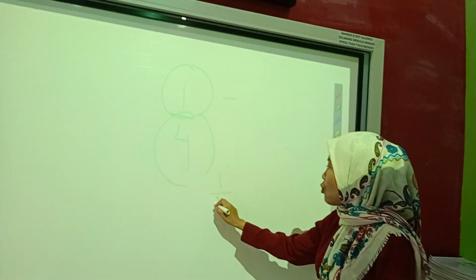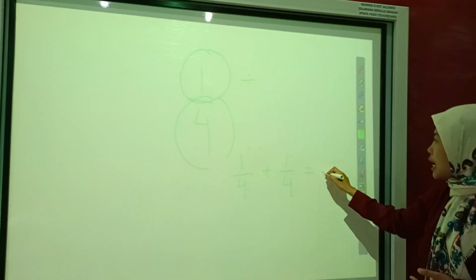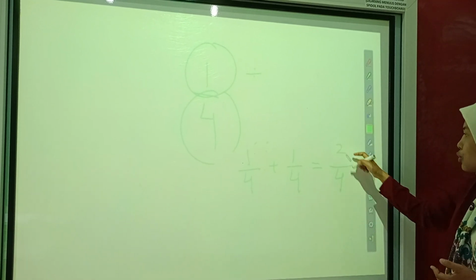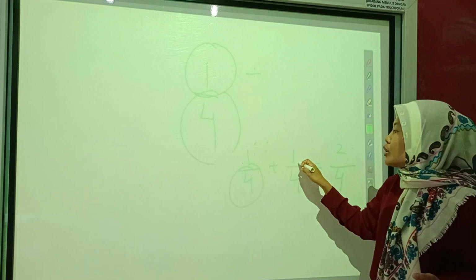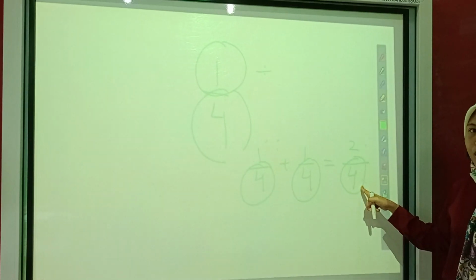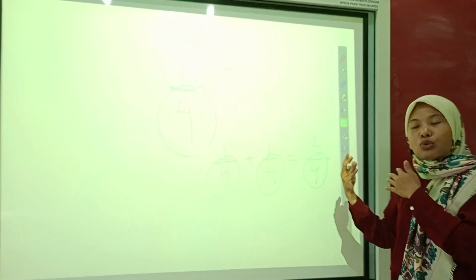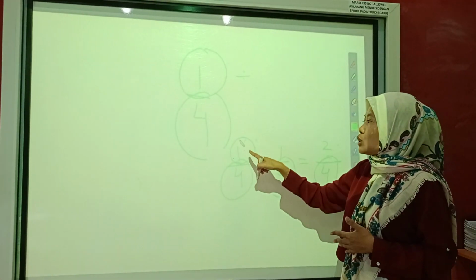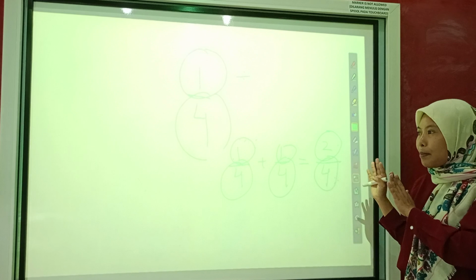For example, I have a quarter plus a quarter. This becomes 2/4. If there are 2 same denominators, we just directly write the denominator. We don't have to change it. We only look at the numerator. This 1 and 1 become 2. How about another example?